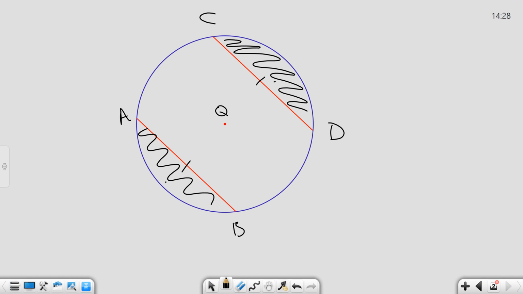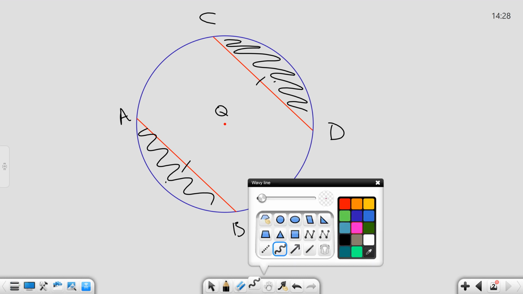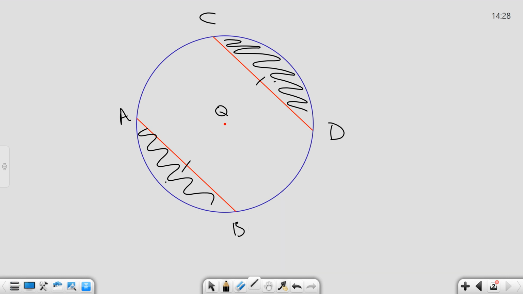If you make a chord with A, C, and B, D, they would be equal. So you're saying this. Connect A, C, and then connect B to D. Oh, you think so, huh? I think so. That is equal to this? Yes. Agree or disagree?